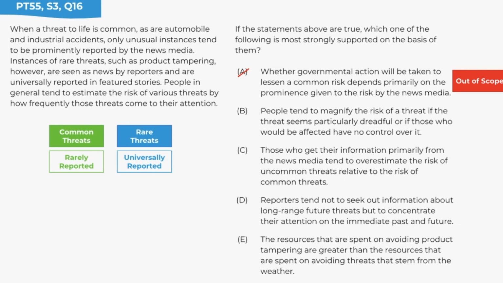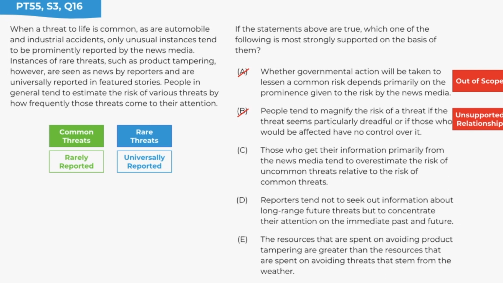If we look at answer choice B, people tend to magnify the risk of a threat if the threat seems particularly dreadful, or if those who would be affected have no control over it. They talk about perceiving the risk to be magnified when it's being presented to them in the media, but that's not the same thing as it being particularly dreadful, which was never discussed in the statements. Or if those who would be affected have no control over it. Again, having control over it was never discussed in the statements. So B is linking ideas that can't be connected based off of the statements. B is building an unsupported relationship. While part of that relationship is discussed, the other parts simply aren't discussed. So if you wanted to call that out of scope, that's fine as well.